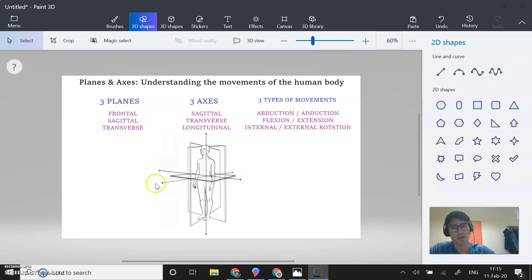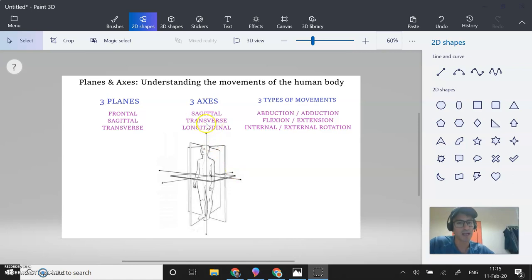First, we have the sagittal, is this axis right here. Sagitta in Latin stands for arrow. So it's easy to imagine an arrow going through this model from the front to the back.